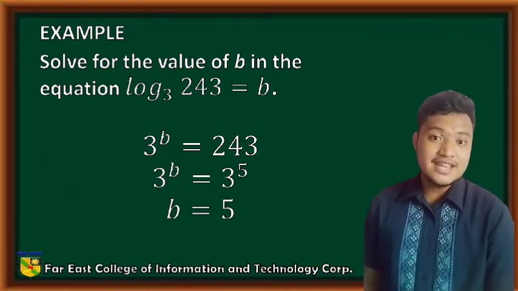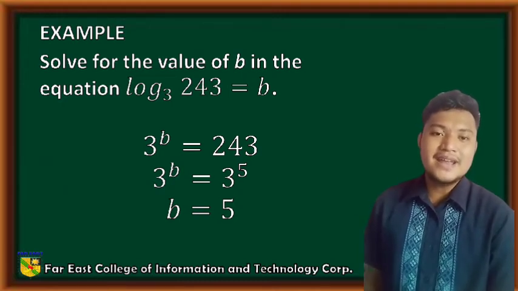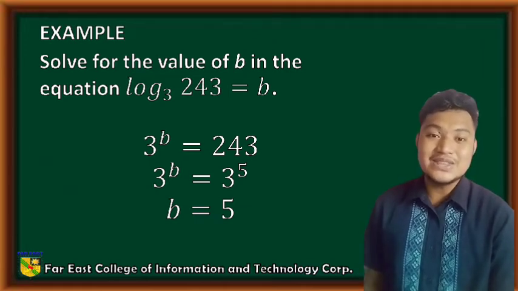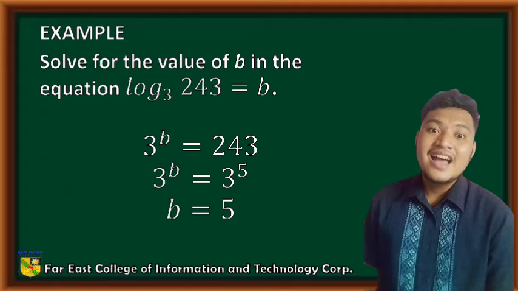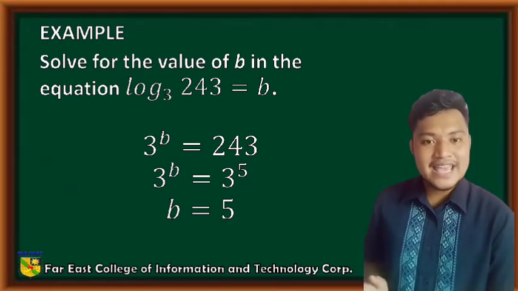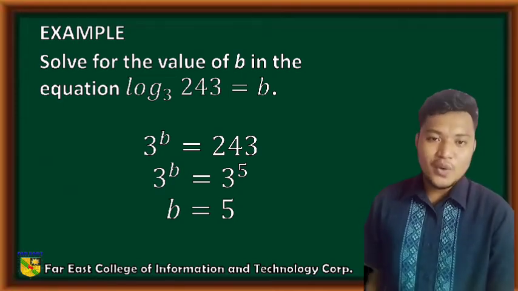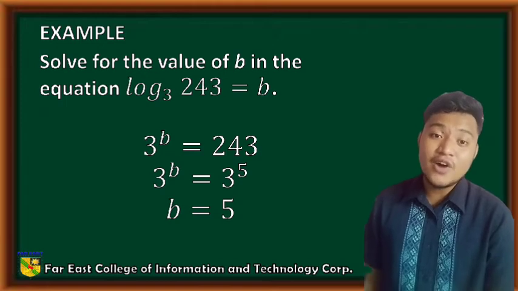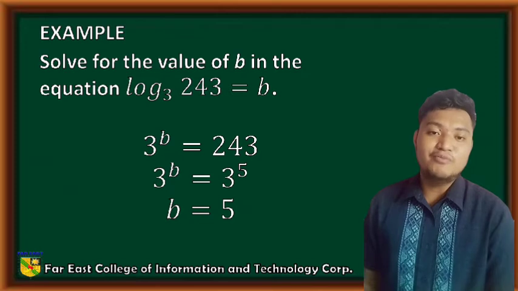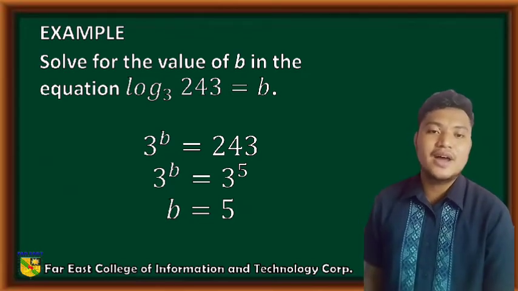So, try to check if the answer is correct or not. How do we check the solution? What you need to do is substitute the value of b into the original equation, or in the exponential form of the original equation. The exponential form of the original equation is 3 to the b is equal to 243. So, what's the value of b? 5. So, 3 to the 5th power is equal to 243.